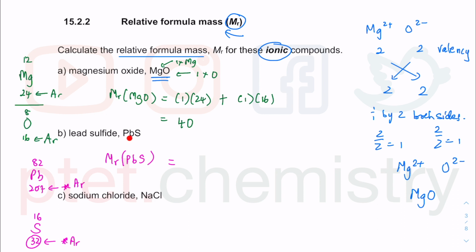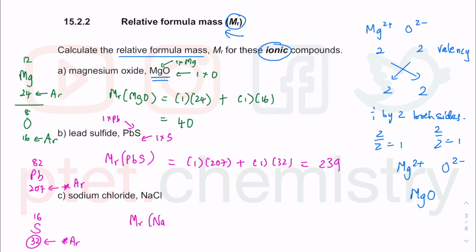So there is 1 lead and 1 sulfur. Hope you can see there is 1 time lead and there is 1 time sulfur. So there's 1 times 207 plus 1 times 32. You're going to have to add them up together. Do not ever multiply. I've seen some students make that careless mistake and they end up with ridiculous numbers. So you need to know that you add up the mass for the individual atoms.